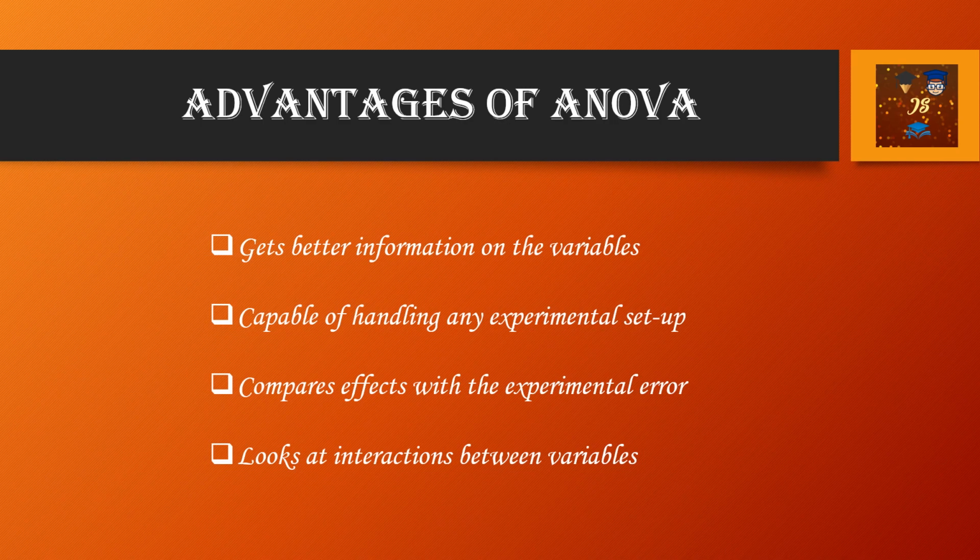Now, it compares the effects with the experimental error. That means when it compares the effect of the independent variable on the dependent variable, it considers the experimental errors also. It also looks at interactions between the variables.